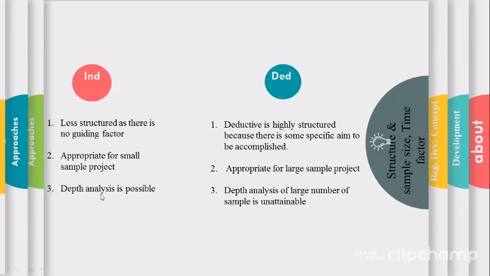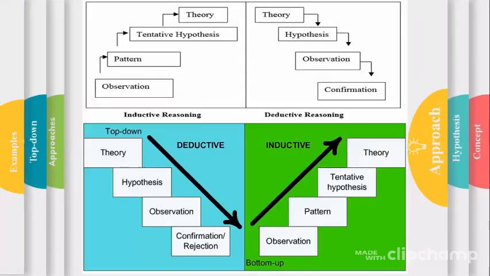Because here small projects are possible, when you have a limited amount of research, then you can easily do depth analysis. You can go into much more depth into that research. But over here, since you are doing it for a huge amount of sample, you cannot do a depth analysis. You cannot go into the depth of each and every animal. You cannot study in depth the behavior of each and every animal of the animal kingdom. So this is the approach for both.